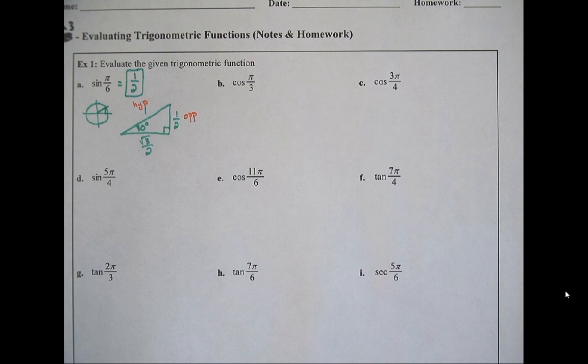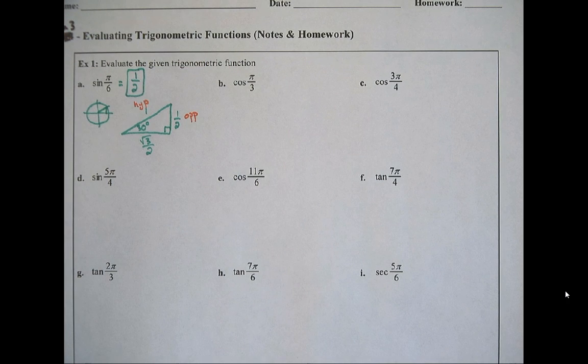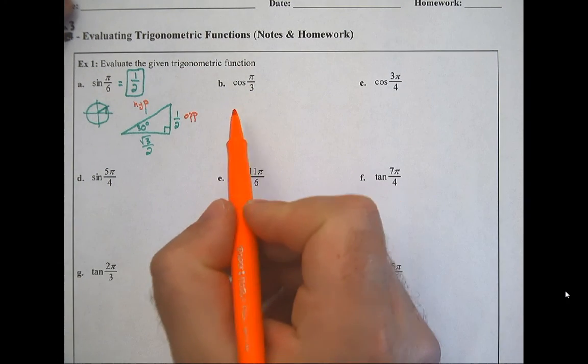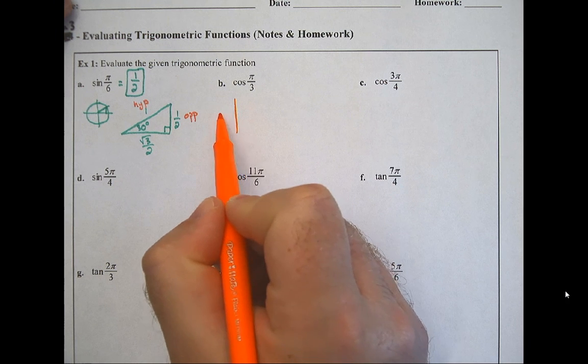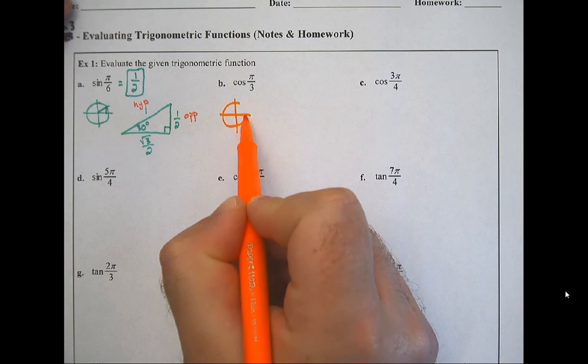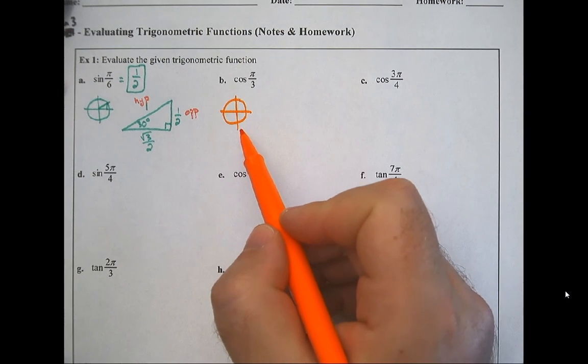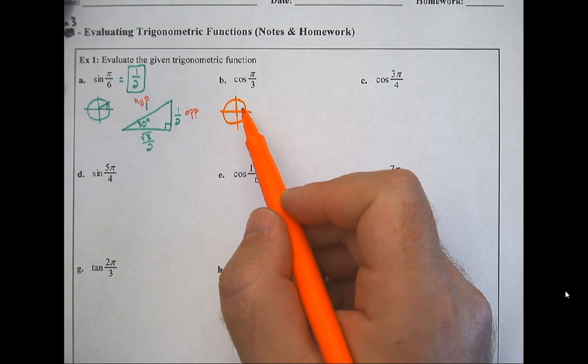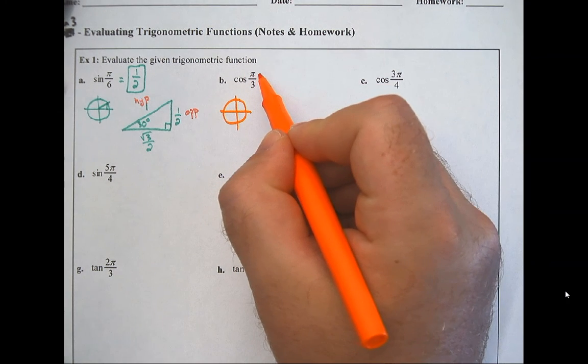All right, let's try another one. Let's see how we're doing here. So next up is cosine of pi over 3. First of all, I'm going to try to sketch pi over 3. I go to my unit circle. I sketch a unit circle. If you need your unit circle, you can look back at it, but I would rather have you think it through.